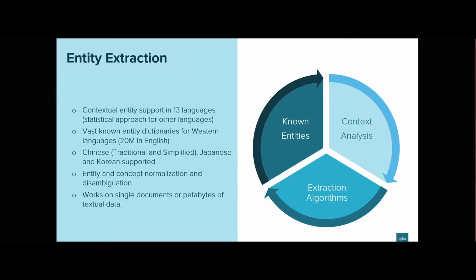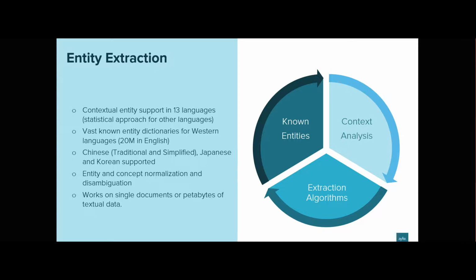After extraction, ayfie Inspector normalizes and disambiguates data. This means that we can determine that John F. Kennedy and JFK are the same person. In addition, our grammar-based approach allows us to differentiate between JFK the president and JFK the airport.